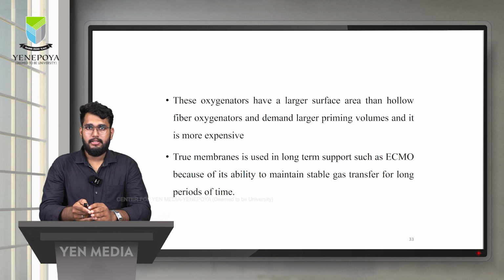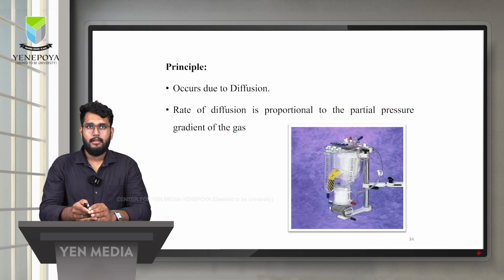The true membrane is used in long-term support such as ECMO because of its ability to maintain stable gas transfer for a long period of time. The main principle by which both the oxygenators work is diffusion. So what is diffusion? Diffusion is movement of particles from higher concentration to lower concentration. The rate of diffusion is proportional to the partial pressure gradient of the gas.